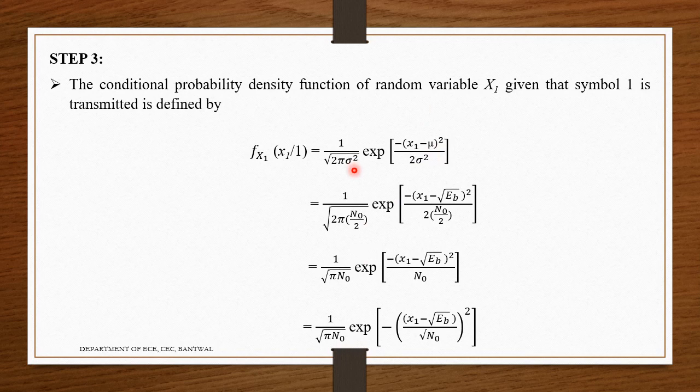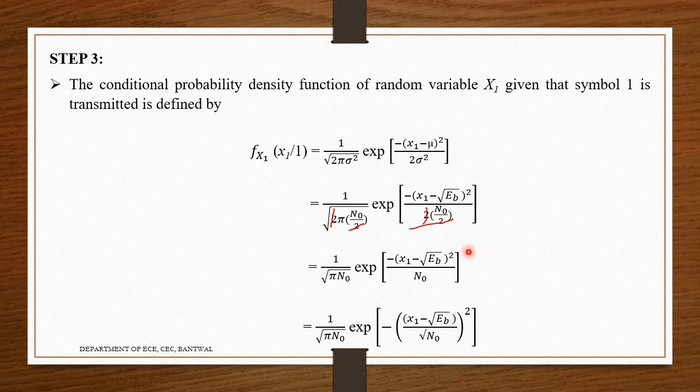So now what is sigma square? N naught by 2, that is what I am representing here, and you can see it here. Now mu is square root of EB. Okay, this is what the thing. Now what will happen here? This and this get cancelled, and here and here get cancelled. So what is the remaining? You can observe it here: 1 by square root of pi n naught into exponential of minus x1 minus square root of EB the square divided by n naught.